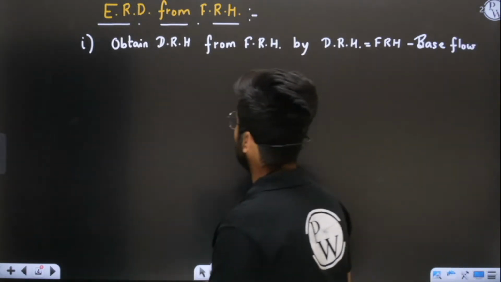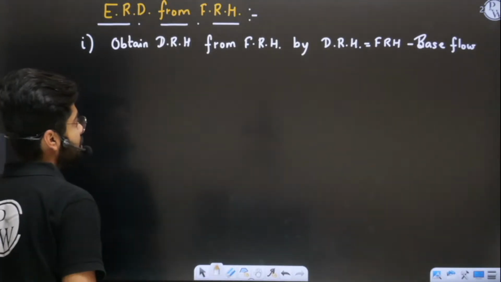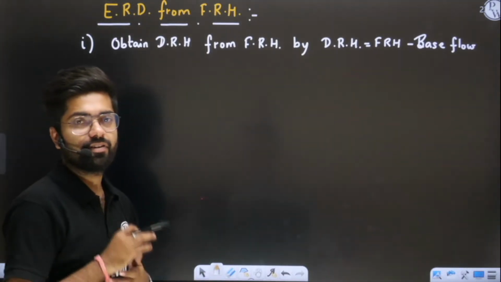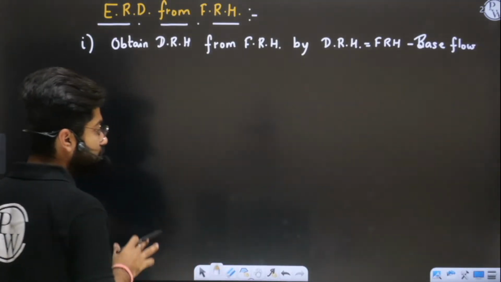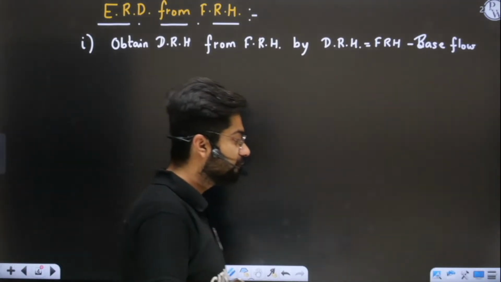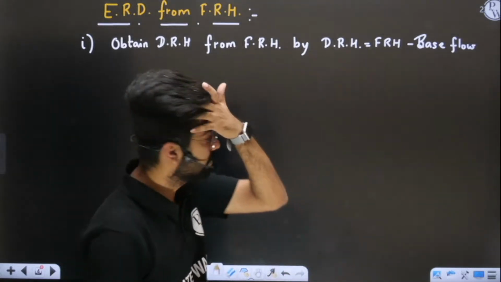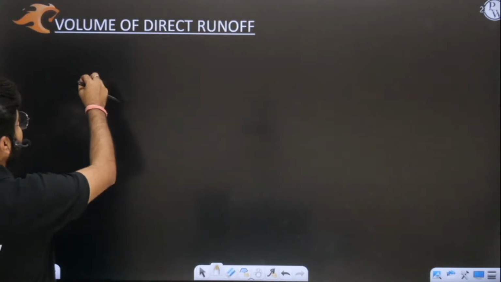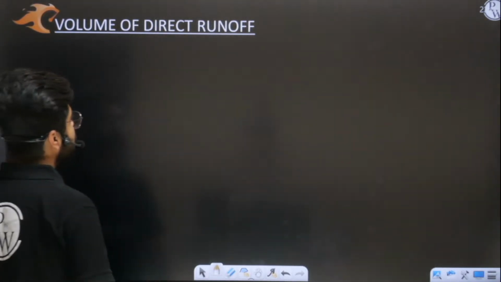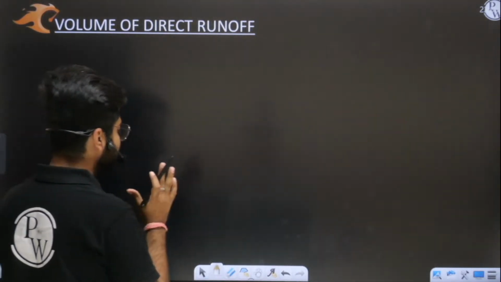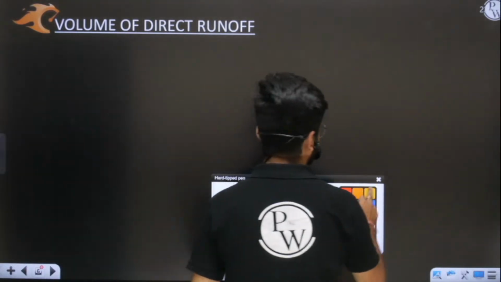Now we have to use one concept here. If I have the DRH and I want to find the effective rainfall depth from it, one thing we need to understand. Before moving ahead, we have to understand the concept of volume of direct runoff. How is volume of direct runoff evaluated?